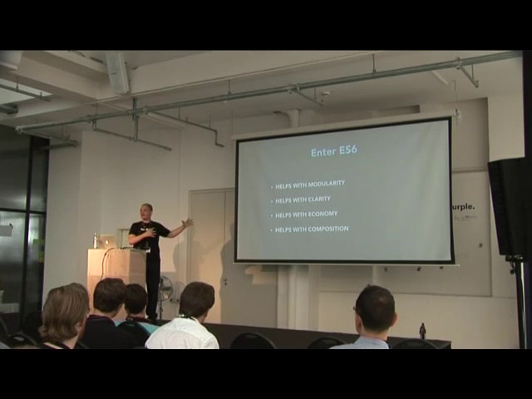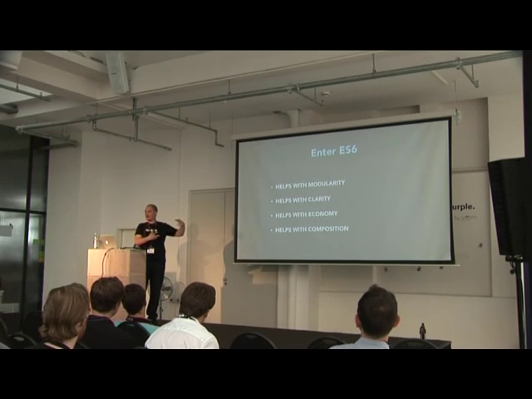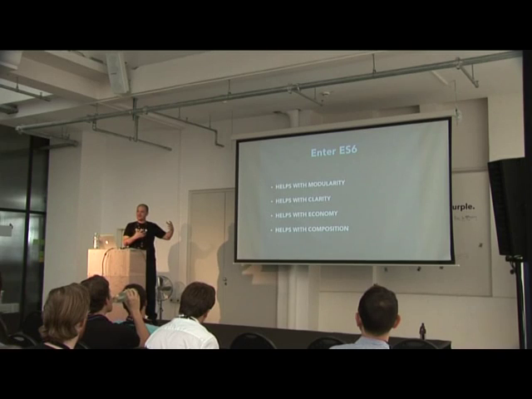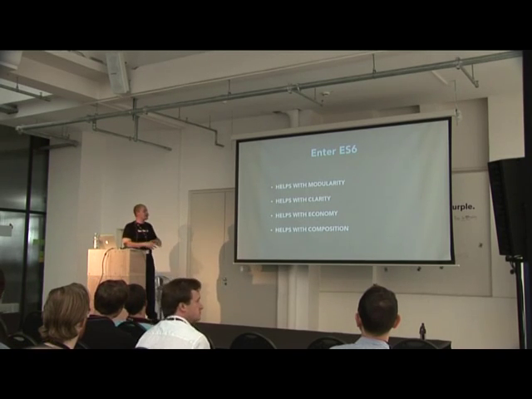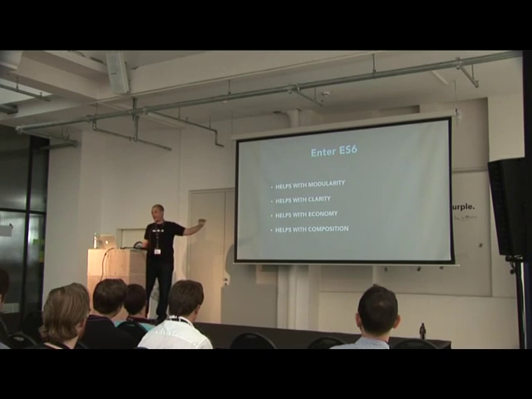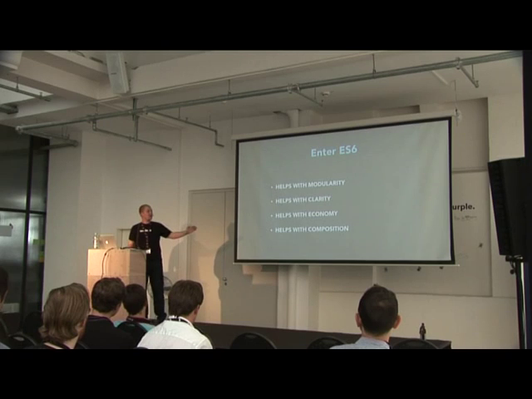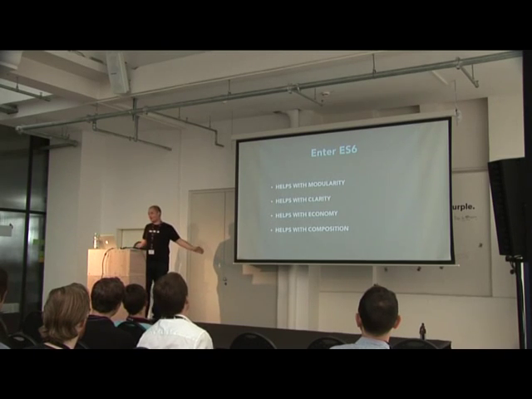Now that we defined the Unix philosophy and the principles that guide software maintainability, I'm going to use them to describe how we can do better. So ES6 will help us with the modularity problem, it will help us with the principle of clarity, it will help us with the rule of economy, and it will help us with the rule of composition.